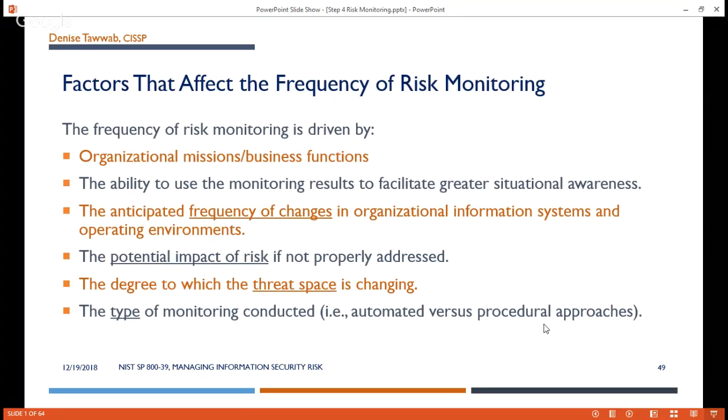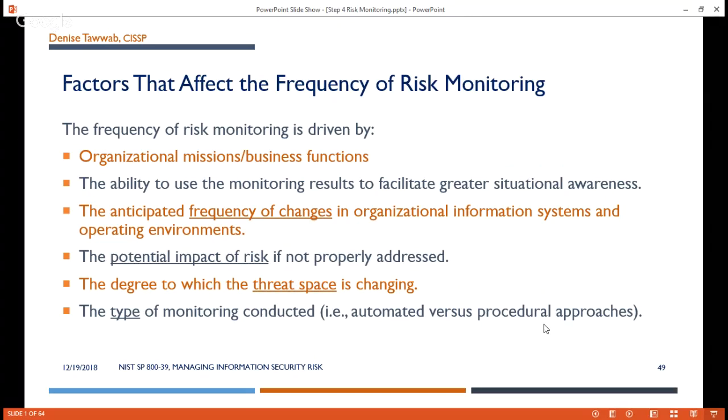Factors that are going to affect the frequency of risk monitoring include, but aren't limited to, organizational mission business functions. What are you doing? The ability to use the monitoring results to facilitate greater situational awareness, to anticipate changes in IT systems and operating environments, the potential impact of risk if not properly addressed, the degree to which the threat space is changing, and the type of monitoring conducted, automated versus procedural or manual.